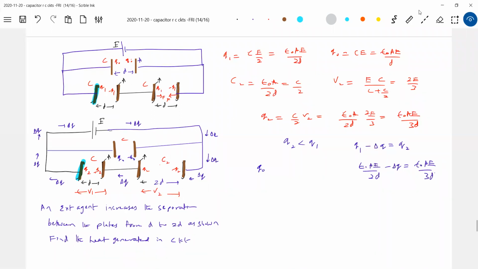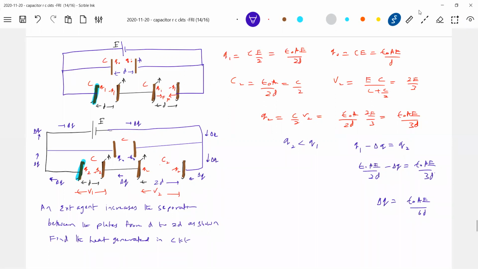If you get negative, it means charge left. Because I have the data, I'm able to make a guess of the direction of flow of charge. If a charge leaves a plate, negative. If a charge enters a plate, it should be positive. Or you can do one thing, delta Q will show like this, plus delta Q. If you get negative, you have to change polarity. Since I'm very sure about this value, I'm assuming it will leave. So delta Q should be equal to epsilon naught A E by 6D.